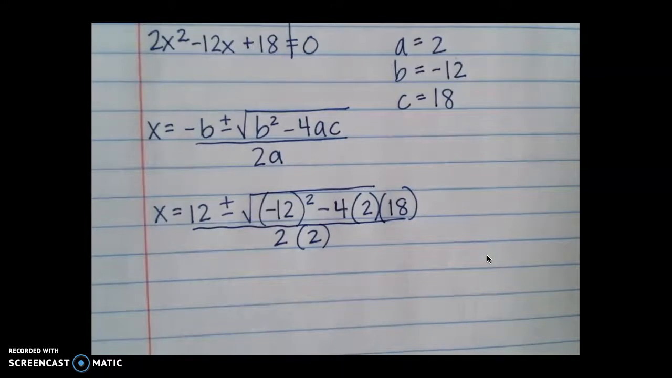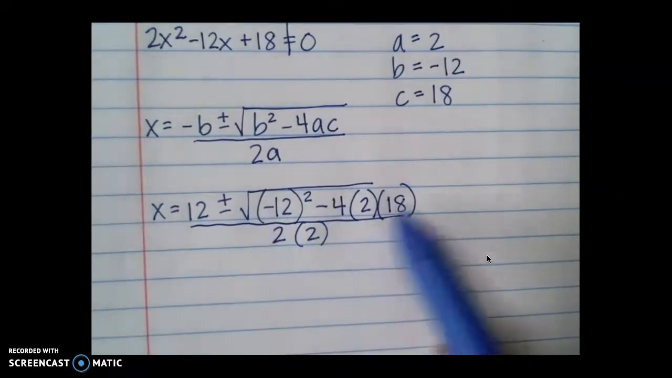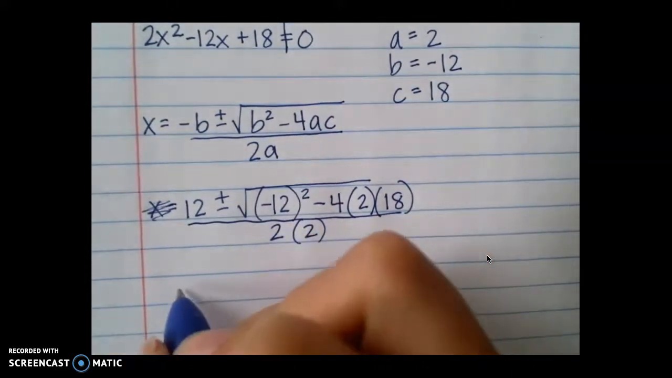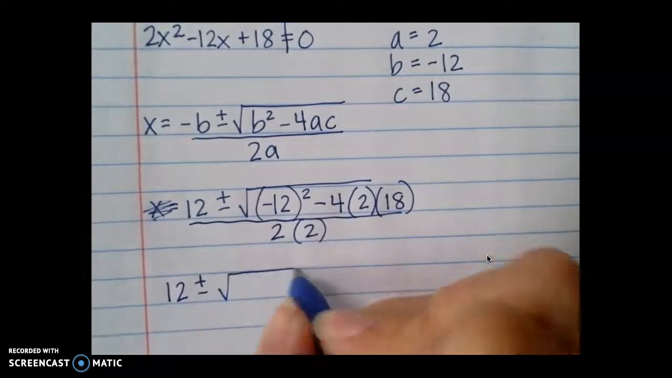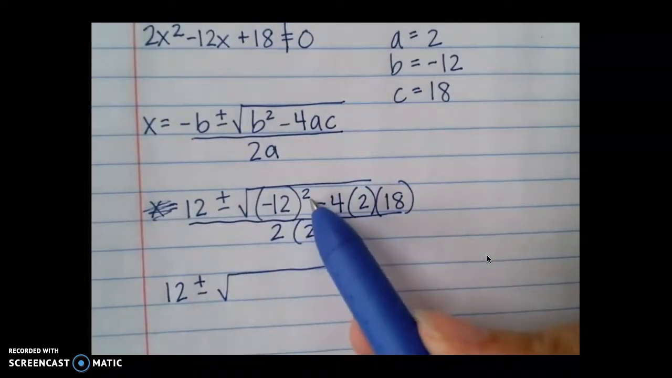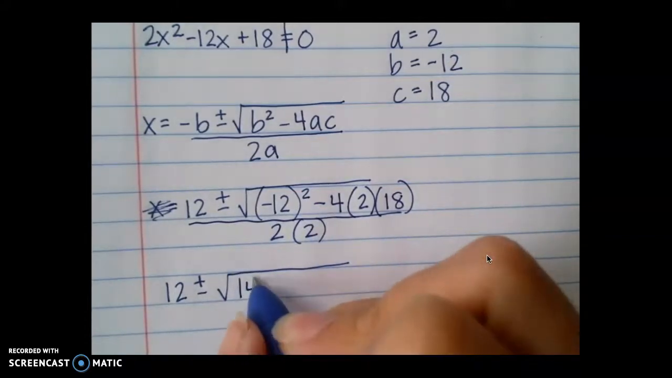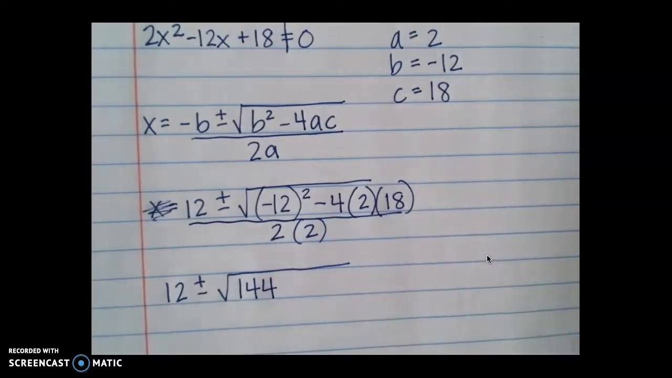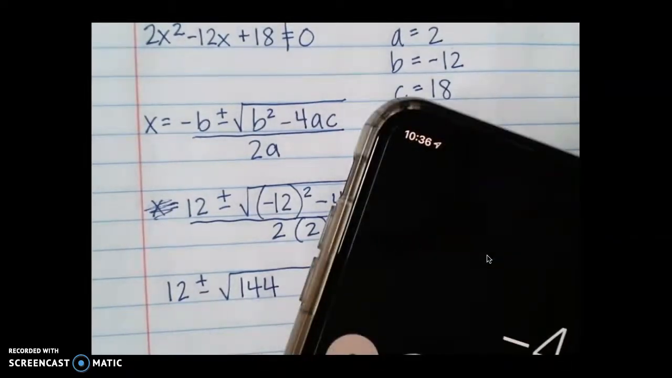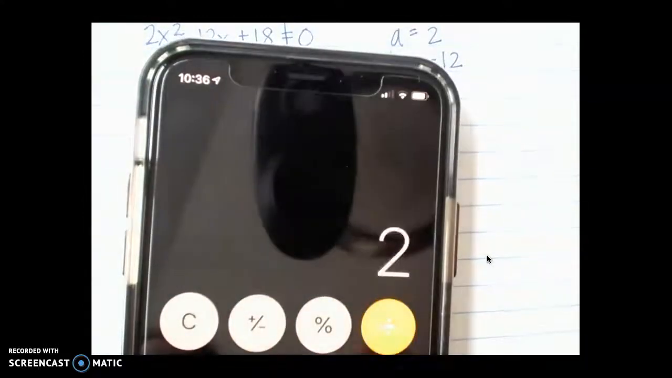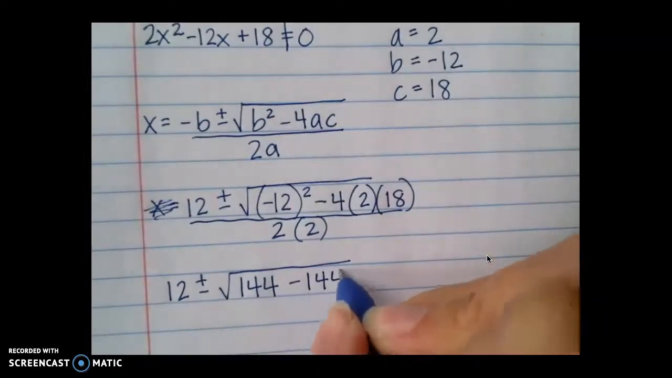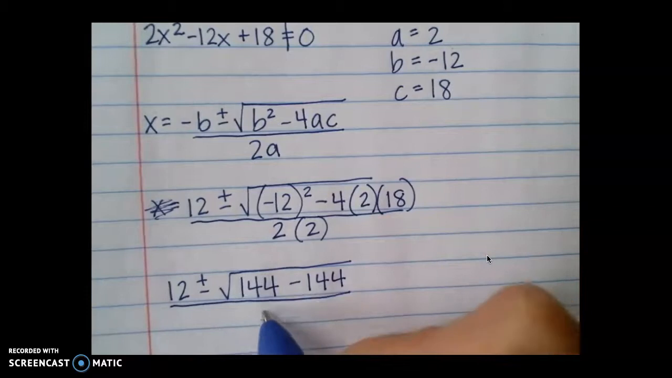Okay, so we're just going to start solving this problem. You can forget the x equals for now. So 12 plus or minus the square root of negative 12 times negative 12 becomes positive 144. Negative 4 times 2 times 18, I have no idea what that is. So I'm going to use my calculator, and negative 4 times 2 times 18 is negative 144. Interesting. Okay, we need to talk about this here in a minute. That's okay. All over 2 times 2, which is 4.